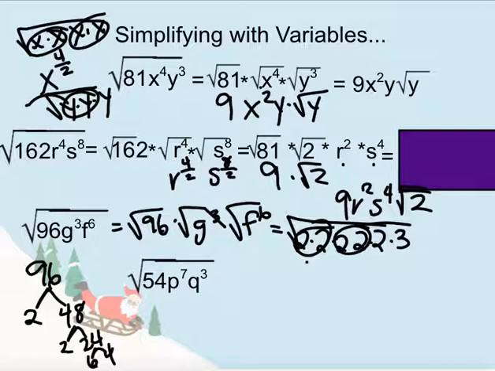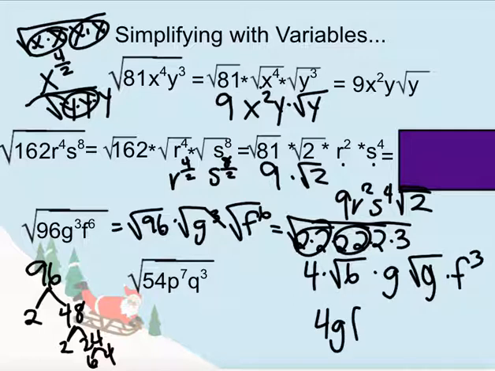All right, which means we can circle and pop a couple different pairs of 2's to get 4 on the outside times the square root of 6. And then with our variables, g to the third, well, I can circle 2 g's and pop them out. So I have 1g times the square root of g. And then the square root of f to the 6, well, that's f to the 6 divided by 2, so f cubed. Putting them in order, we get 4g f to the third times the square root of 6g.